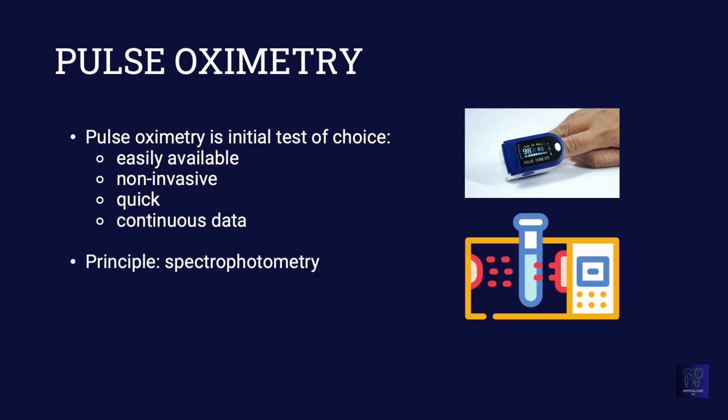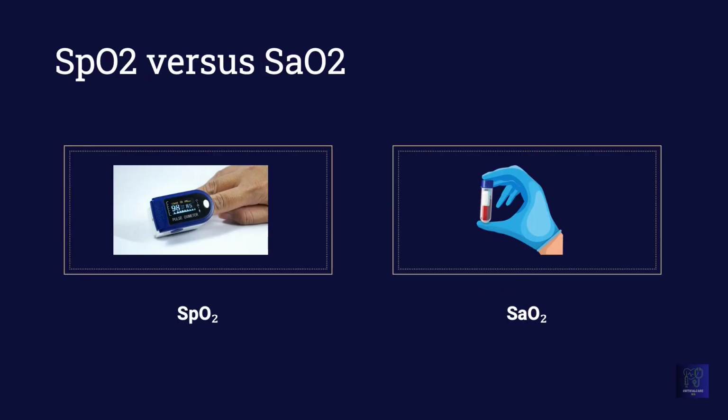The way a pulse oximeter works is based on the principle called spectrophotometry. It is based on the fact that light at different wavelengths is absorbed differently by oxygenated and deoxygenated hemoglobin. So a pulse oximeter basically sends light through tissue or blood and analyzes the waveforms and gives you the percentage oxygen saturation. When we use this technique to measure percentage saturation in a peripheral tissue, we call it SpO2, and when we use it to measure saturation directly on an arterial blood gas sample, we call it SaO2.